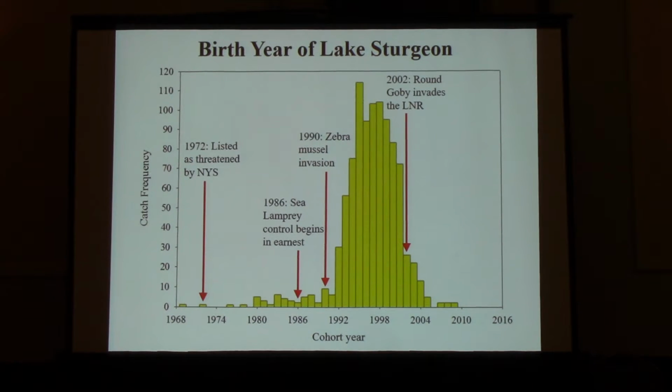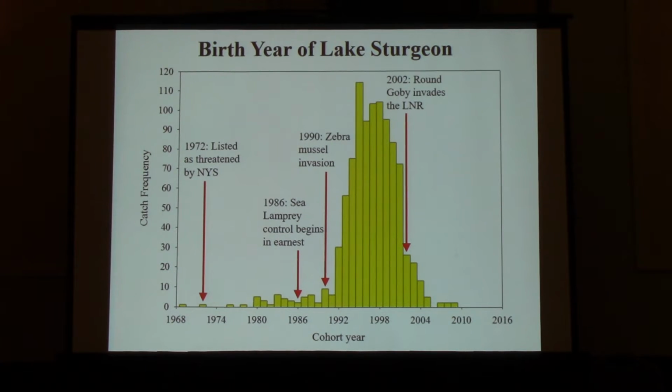In 2002, round gobies show up in the lower Niagara River. Whether that's really causative or not, we don't know. We aren't really at the point yet to make that statement. But when I showed this, I always told people, well, we don't catch young fish. Our gear is selective. In the Detroit River, they've shown that the gear can be very selective for a certain age group.